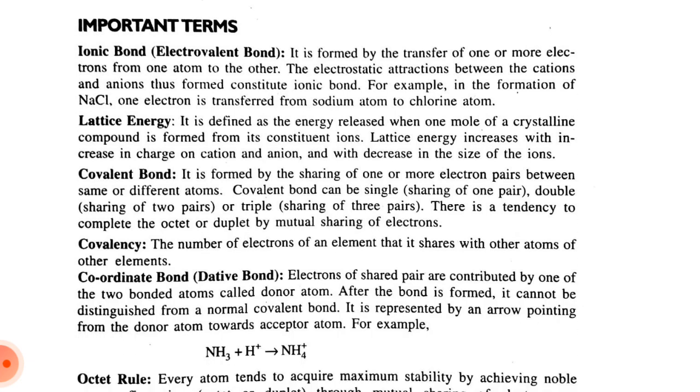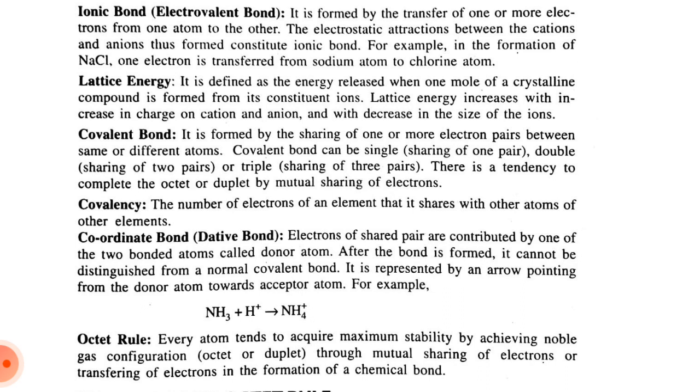Important terms. Ionic bond, electrovalent bond. It is formed by transfer of one or more electrons from one atom to the other. The electrostatic attraction between the cation and anion thus formed constitutes an ionic bond. For example, in the formation of NaCl, one electron is transferred from sodium atom to chlorine atom.